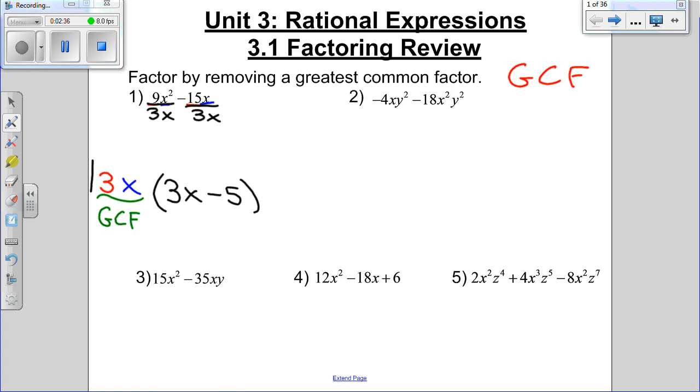This would be my factored equation. I took out a GCF, it left me with 3x minus 5.